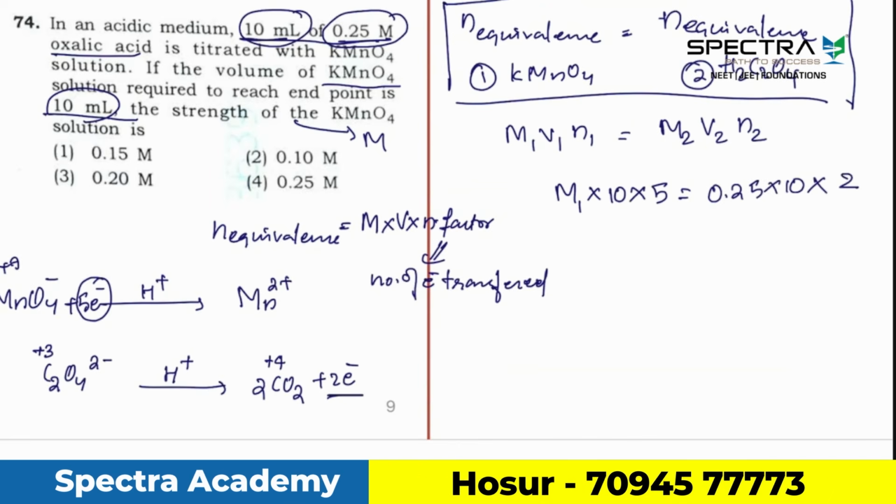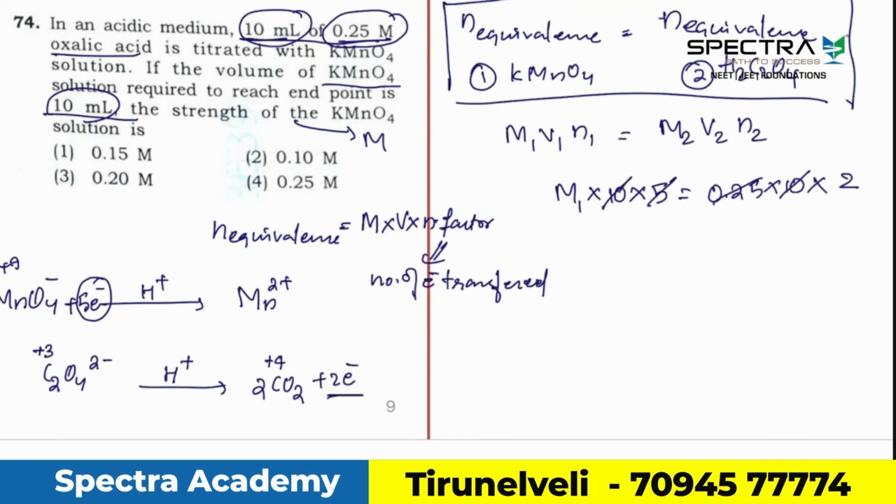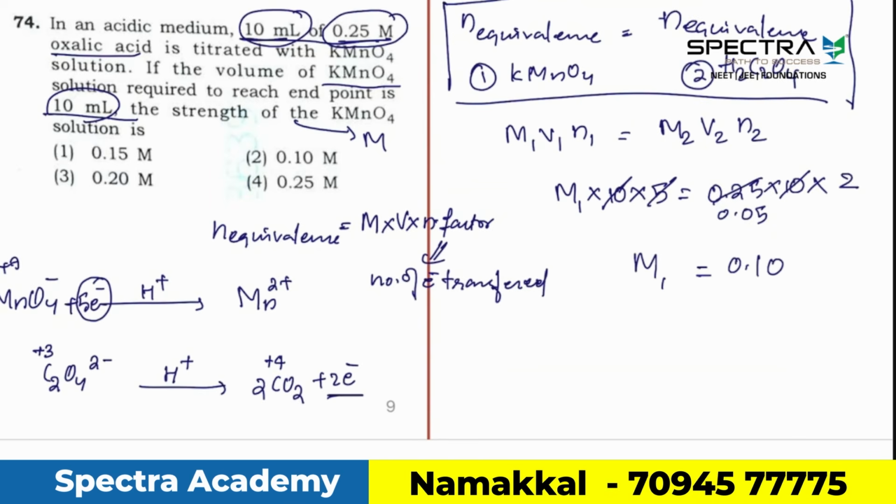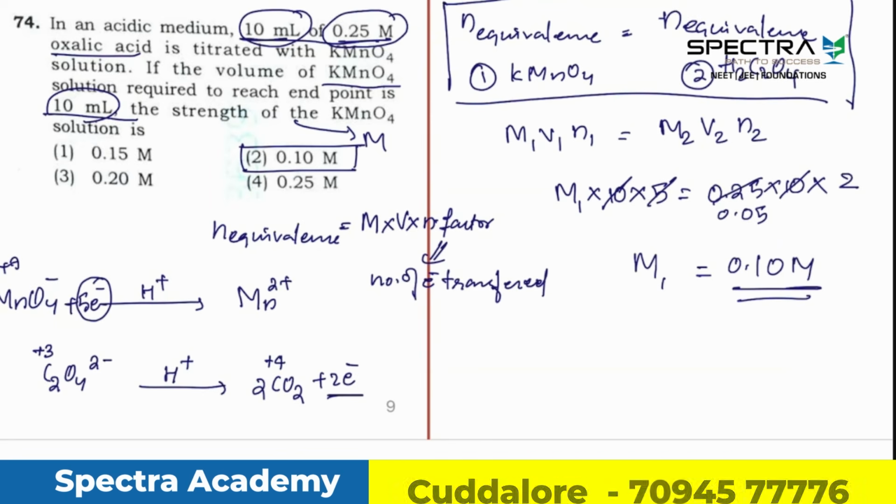So when you check this, you can see that this 10 will get cancelled. 5, it will be 0.05. 0.05 into 2, it will be 0.1 molar. So the concentration or strength of KMnO4 will be 0.1 molar, which is option 2. Got this?